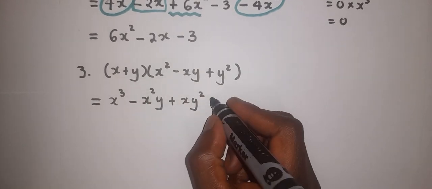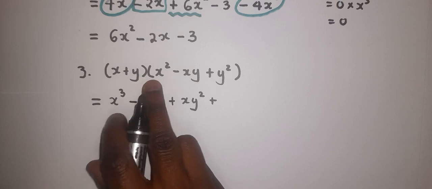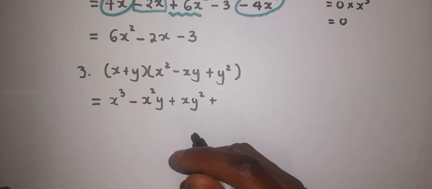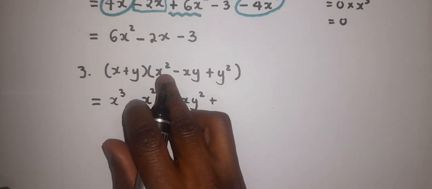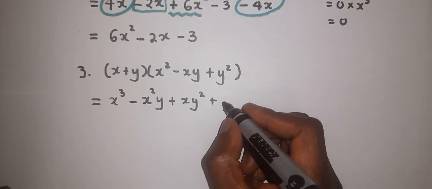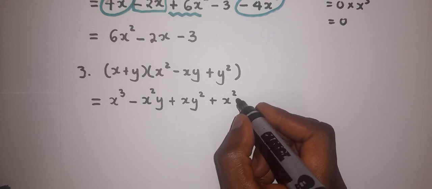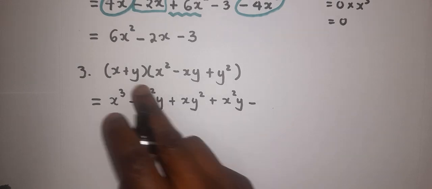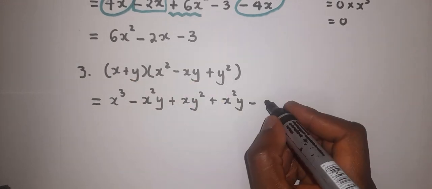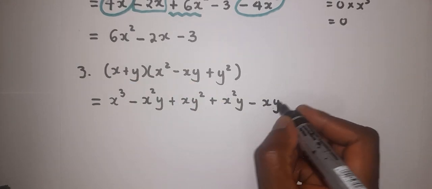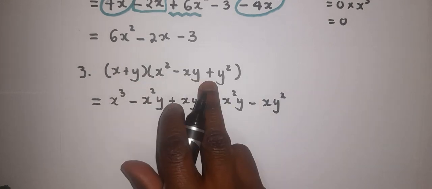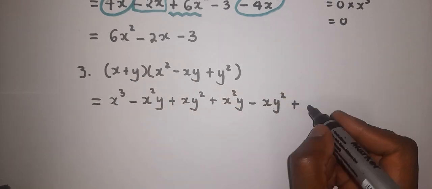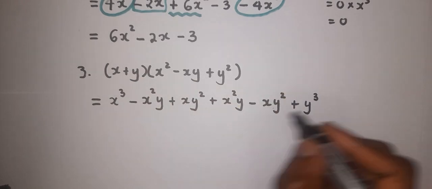Positive times a positive again, it's a positive, and then y times x squared. Keep the letters in alphabetical order in the way they come. So if you have y times x squared, you start with x squared and then you follow with y. Then we'll have x squared y, and then positive times a negative, you'll have your negative. Then y times xy, you'll have x, and then the y will be squared. Then positive times a positive, you'll have your positive, and then lastly y times y squared simplifies to y cubed.